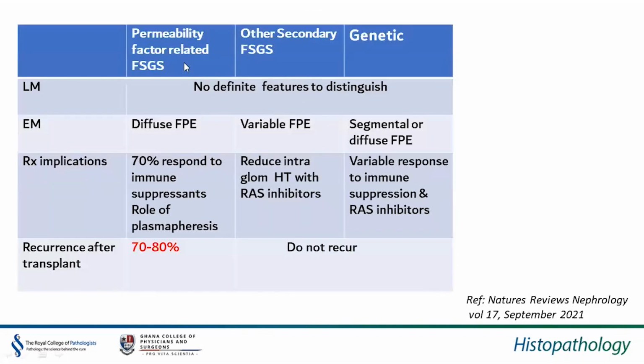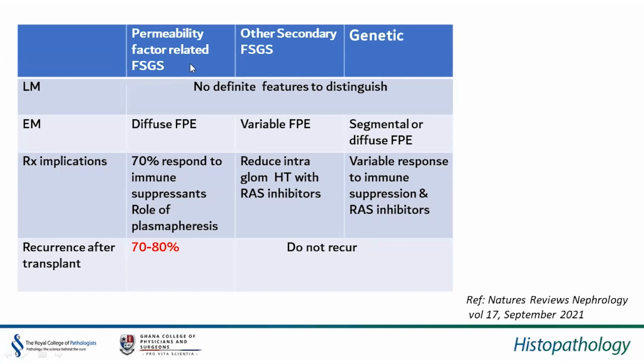Now, what are the implications, or how do you recognize these different types of FSGS? On light microscopy, they have similar findings. There are no definite features to distinguish between permeability factor related FSGS, other secondary FSGS, and genetic FSGS. On electron microscopy, there is foot process effacement to variable degree. It is often diffuse in the permeability factor related and variably segmental in the other forms. The treatment implications are different.